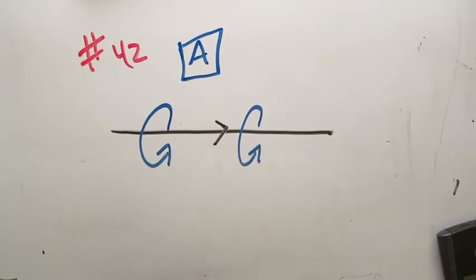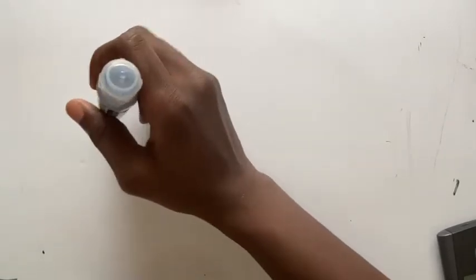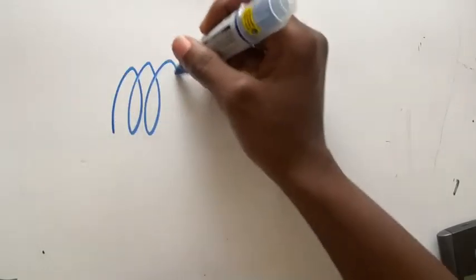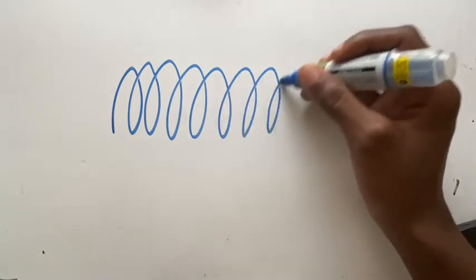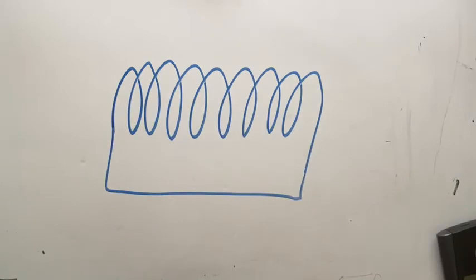All right. 43 says the number of loops in a current carrying coil is increased, the magnetic field becomes... okay. So we have some wire that's going around like this. So the way the magnetic field looks here is, let's see.